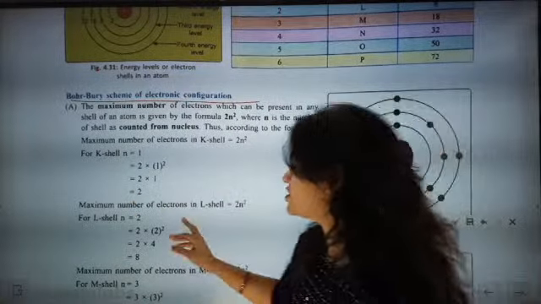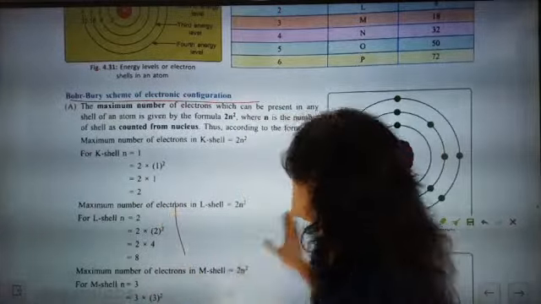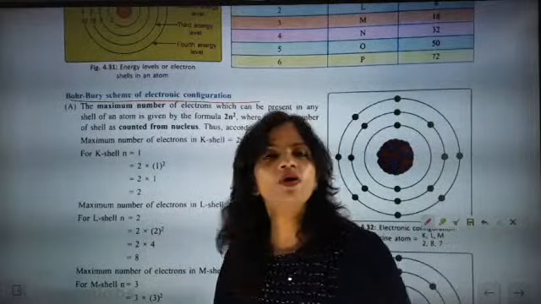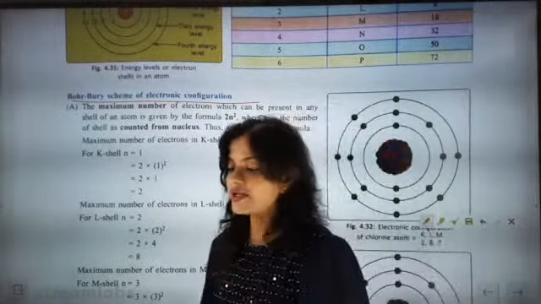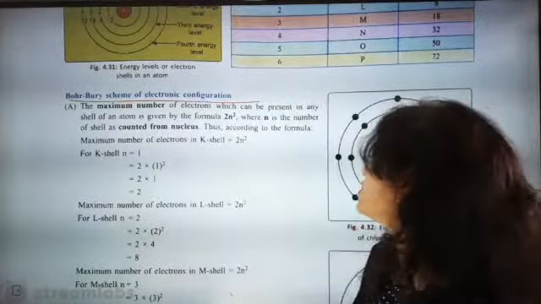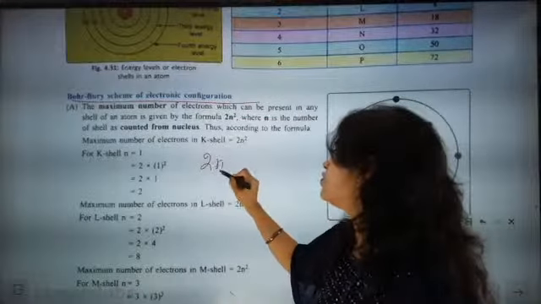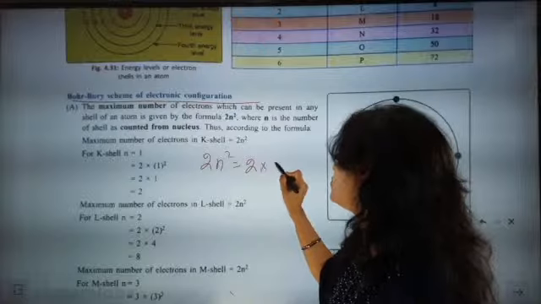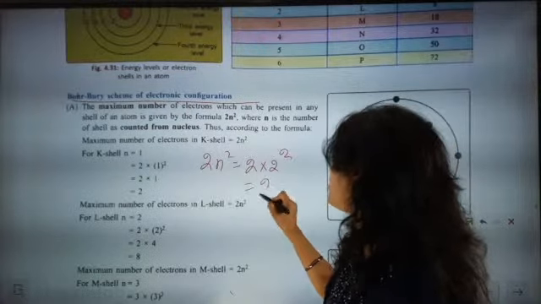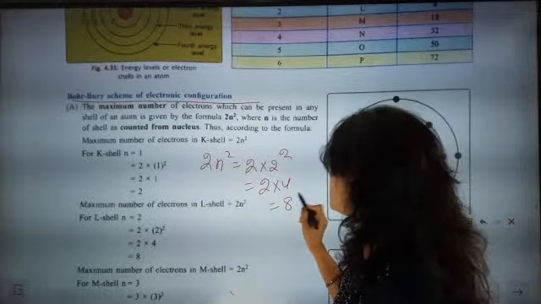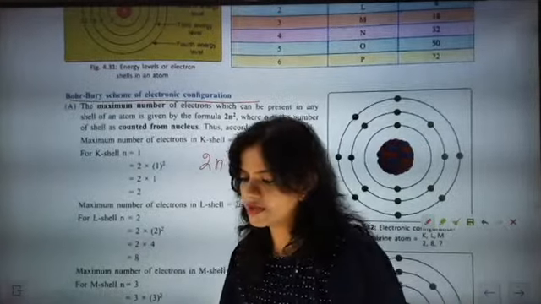Then we go to the second orbit. How many electrons can the second orbit have at maximum? The second orbit can have a maximum of 8 electrons. How? The formula is 2n square, so it becomes 2 into 2 square, which is 2 into 4 equal to 8.